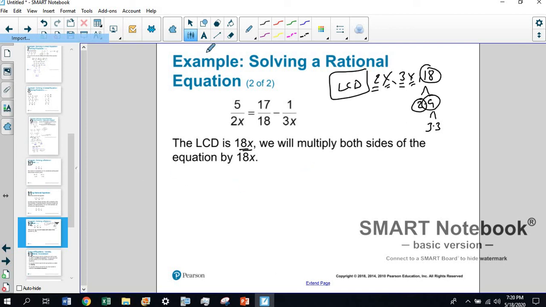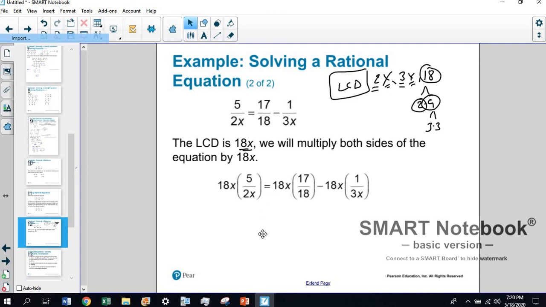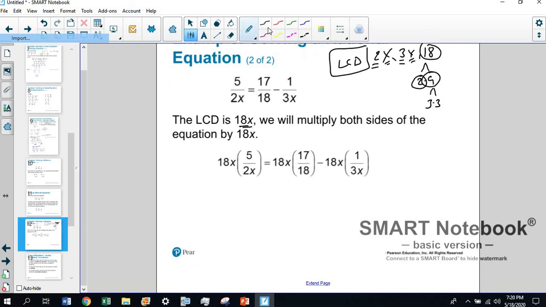And if we multiply both sides by the LCD, like they suggest, then what happens? We simplify. Here, 18x divides away with 2x and leaves a 9. The x's are gone, leaves a 1 on the bottom. Here, 18 divides 18, leaves the x. Here, 18x divides with a 3x, leaves a 1, and there's a 6 up top. Okay, so that's what happens.